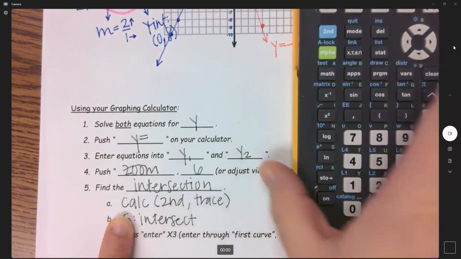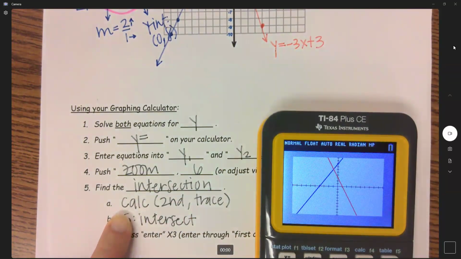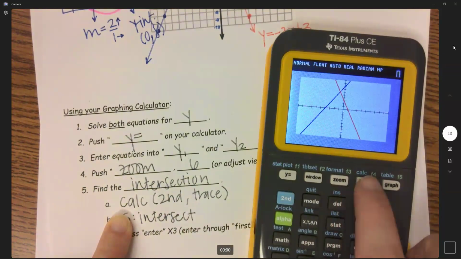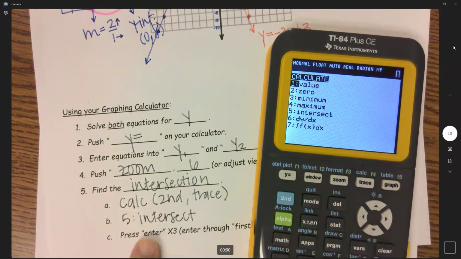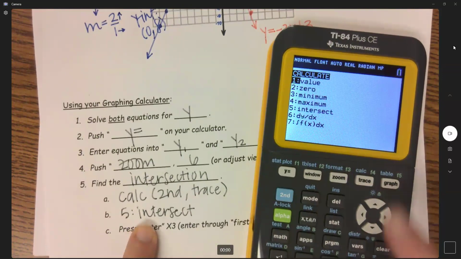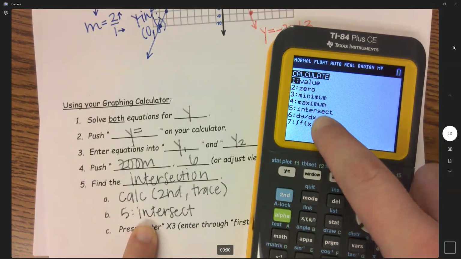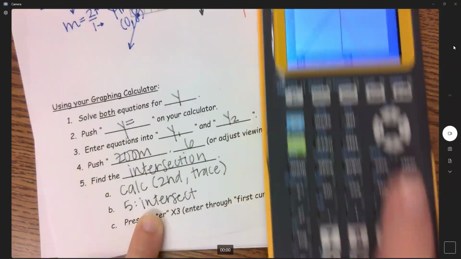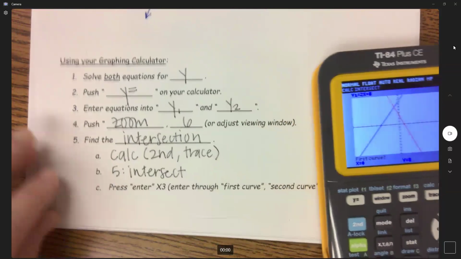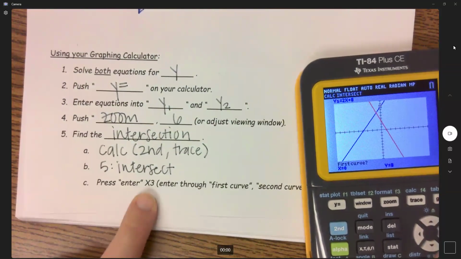So to find the intersection, we're going to go to calc, which you get to by hitting second trace. So calc is up here. So I'm going to hit second trace. We want to find the intersection, so I'm going to go to number 5. So you can either arrow down to 5 or just simply push 5. And then we need to hit enter 3 times.